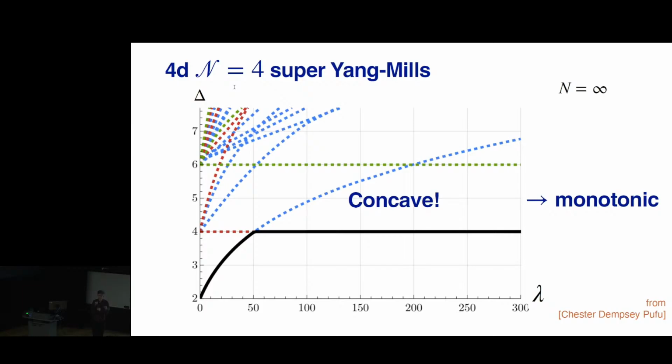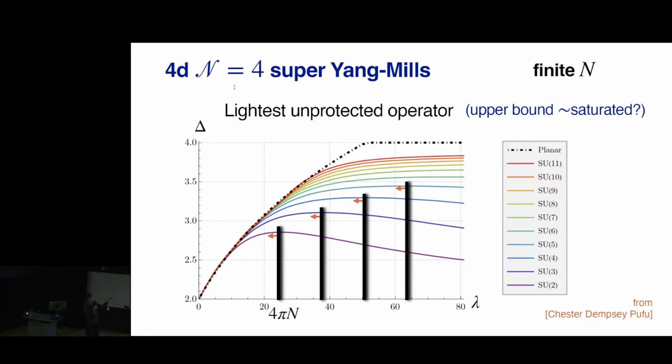It's kind of intriguing, and you can ask some integrability experts why this happens. I asked some of you over the last year, and I didn't really get satisfactory answers. That's what drove me into this project. And actually, you can see that this property persists at least for the lightest operator at finite N. This is the data we have from the bootstrap by Chester, Dempsey, and Pufu.